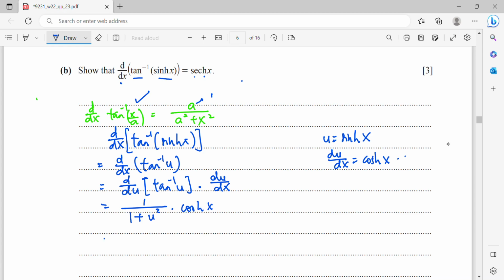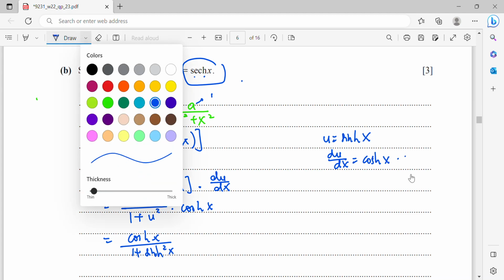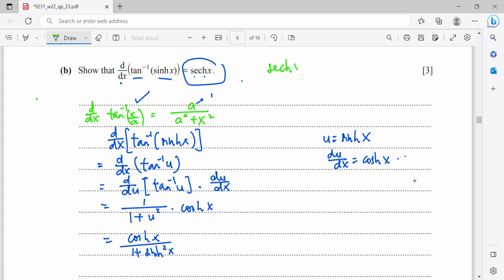Okay? So then you change back. It will be cos x over 1 plus cos square x. Oh, sorry, your u is sine. Okay, 1 plus sine square x. So you are getting this now, but you need to show it is hyperbolic secant. So hyperbolic secant x is 1 over cos x. This is what you need to prove now.